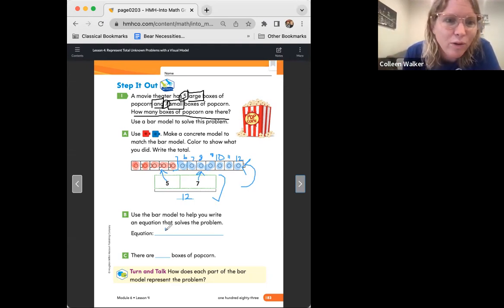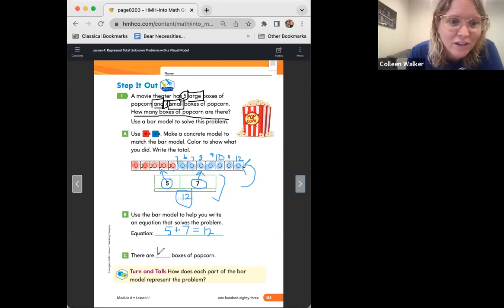So let's go ahead and write 5 plus 7, because we have to use the bar model to write an equation. So we're going to take our two addends, add them together to get the sum. And what was our sum, friends? What did we figure out the total was? Yes, it was 12. So how many boxes of popcorn are there? 12. That's correct. There are 12 boxes of popcorn.